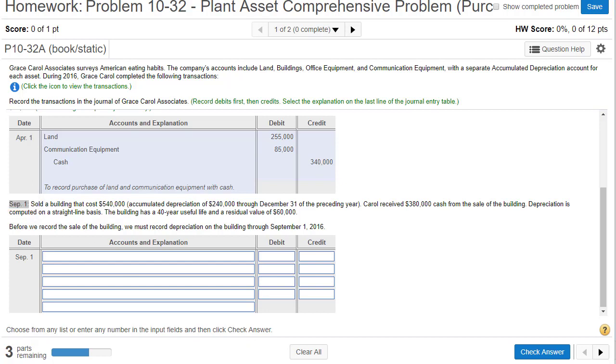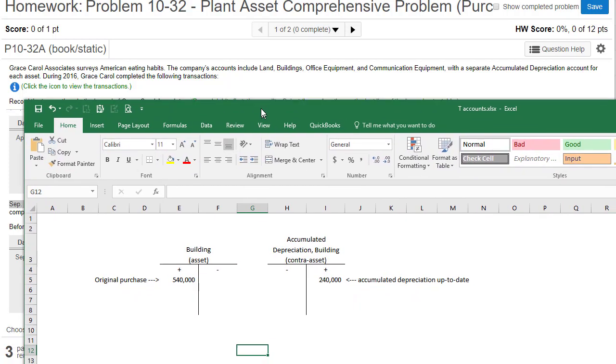So the first thing I recommend you do on a piece of scratch paper, and I've done this in Excel, is enter in or do T accounts for our building and put 540,000 in there, and make a T account for its associated buddy account, accumulated depreciation. Remember, they're buddies, always together for the life of the asset, which in this case is the building, and put in $240,000 in there. So here are my 2 T accounts. I just happen to do it in Excel.